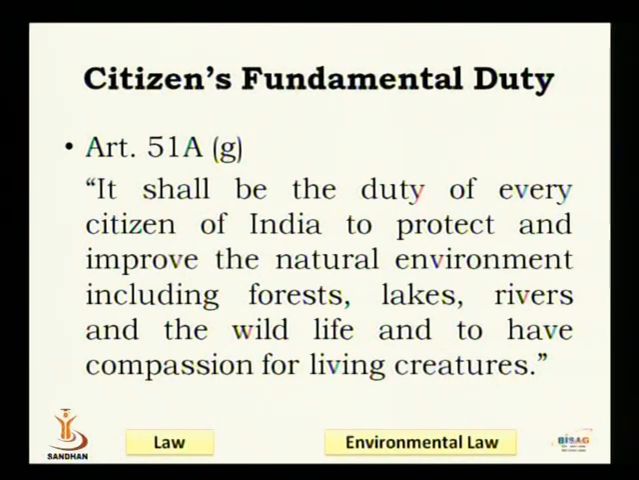So dear friends, Article 51, Article 253 and entries number 13 and 14 of the Indian Constitution provide international obligation on the Union or on the state for passing any law relating to the protection of environment.